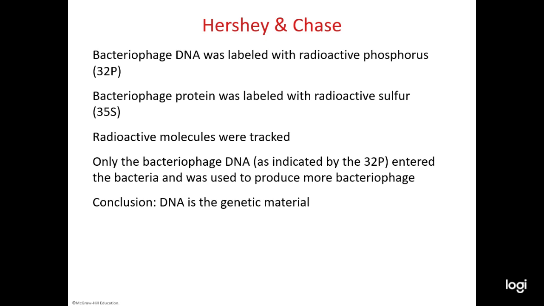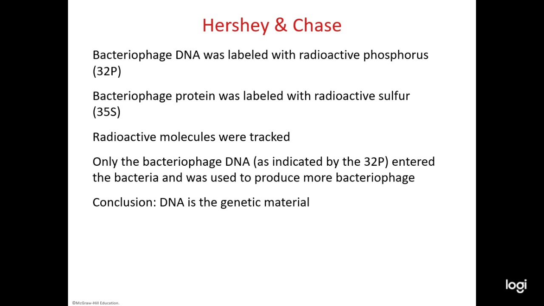So they grew one bunch of bacteriophages in a media that had phosphorus 32 in it. Phosphorus 32 is a radioactive form of phosphorus. And so as these new viruses are being made in this media, the DNA is incorporating, at least partially, this phosphorus 32 radioactive isotope of phosphorus. And of course, radioactivity is traceable. That's why they were doing it.